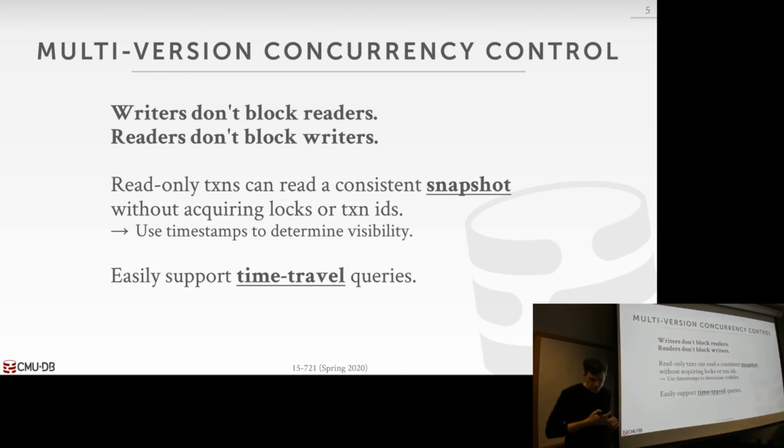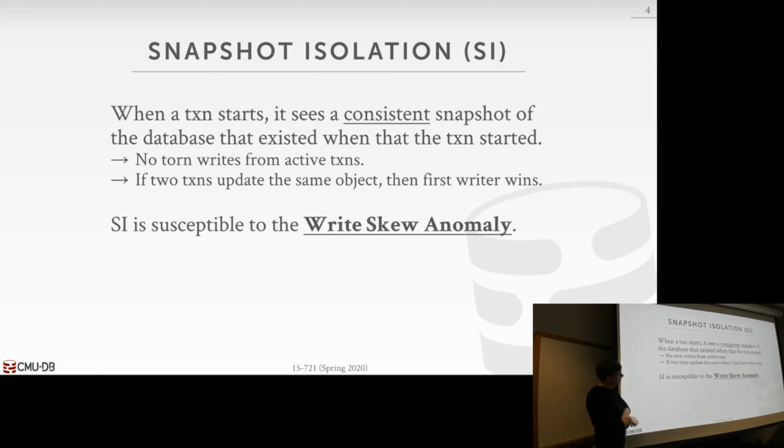All right, so we need to define what snapshot isolation or snapshots mean. In the introduction class, when we talked about isolation levels, we never really talked about this, because it's not exactly defined in the SQL standard, but it's something you get in some systems when you use MVCC. The way it works is that when a transaction starts, it sees a consistent snapshot of the database that existed at the time that transaction started.